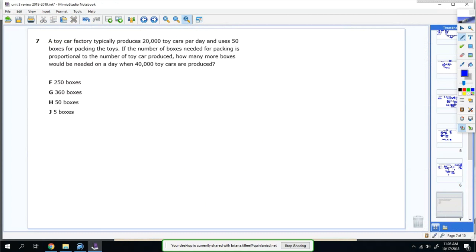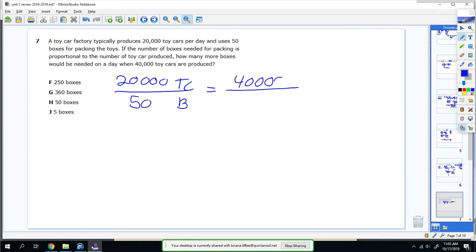All right, number 7. A toy car factory typically produces 20,000 toy cars per day and uses 50 boxes of packing for the toys. If the number of boxes needed for packing is proportional to the number of toy cars produced, how many more boxes would be needed on the day when 40,000 toy cars are produced? Well, I'm going to set up a ratio. For 20,000 toy cars, I use 50 boxes. So I'm going to put the 40,000 up here because that's 40,000 toy cars. Now I don't know how many boxes I will need.